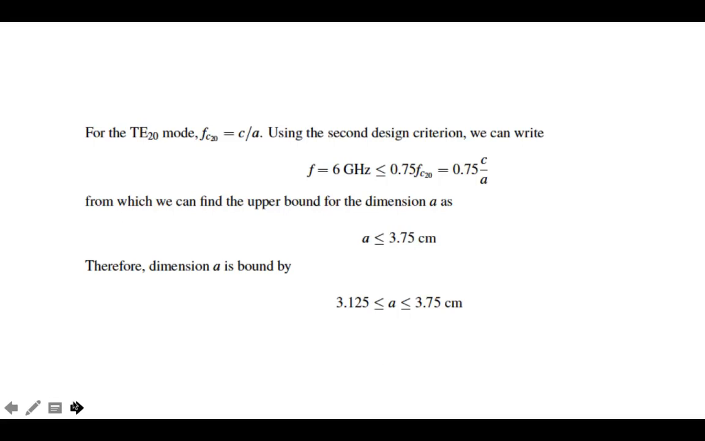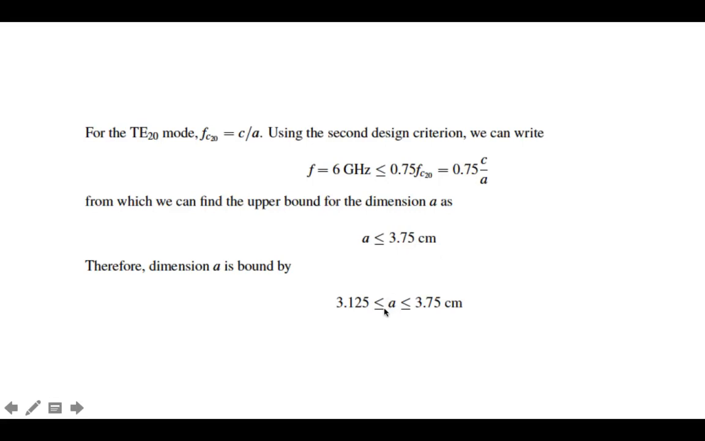Then for the TE20 mode, so that would be the next mode that would propagate, we want to be sure that we don't propagate that mode. So we basically take 0.75 times the cutoff frequency for the TE20 mode, and we're going to set that to be greater than or equal to 6 gigahertz. So if we take 0.75 times C over A after we substitute in for FC20, what we find out is that the upper bound for the dimension A is 3.75 centimeters.